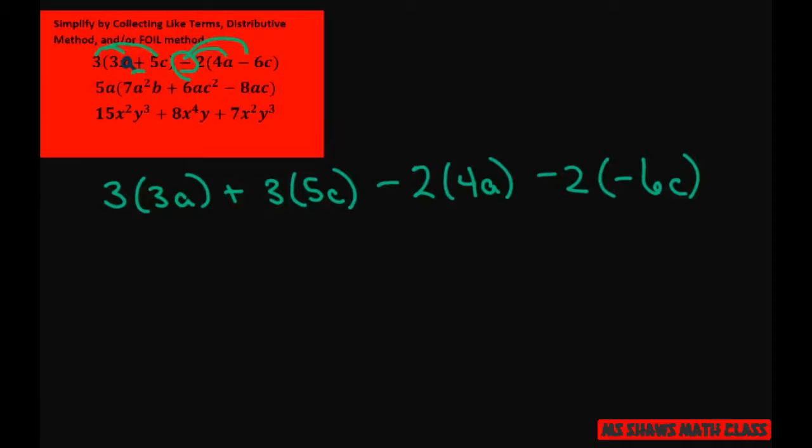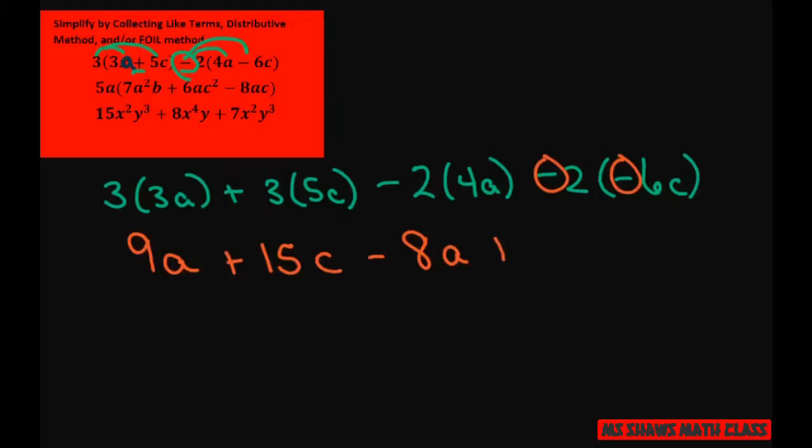So let's go ahead and complete this. This is 9A plus 15C minus 8A. And these two negatives are going to make a positive 12C. Now, let's collect our like terms.